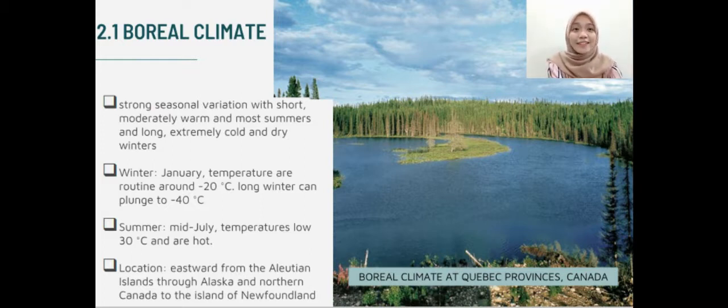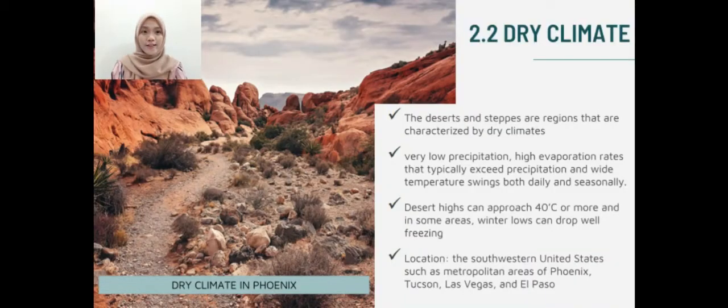That's it for boreal climate. Next is the dry climate. Regions lying within the dry climate group occur where precipitation is low, evaporation rates are high, and temperature swings are wide, both daily and seasonally. Basically, there are two dry climate types, which are arid and semi-arid. Arid, for example, is the desert, and semi-arid is the steppes, and the North America region experiences both.